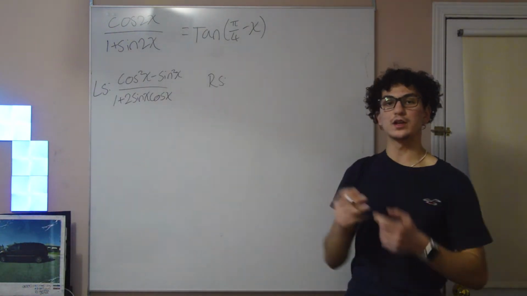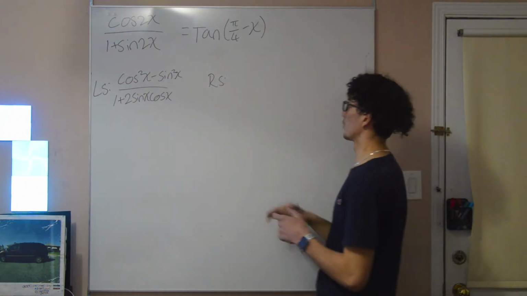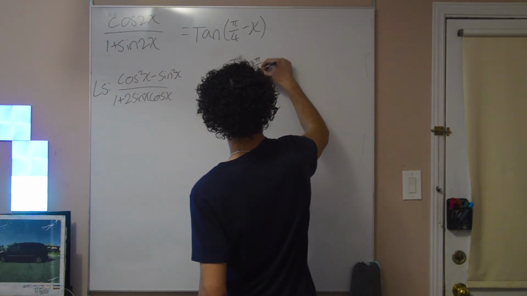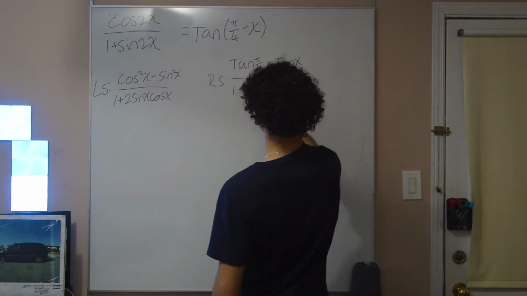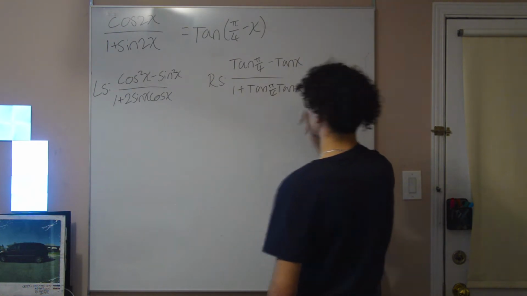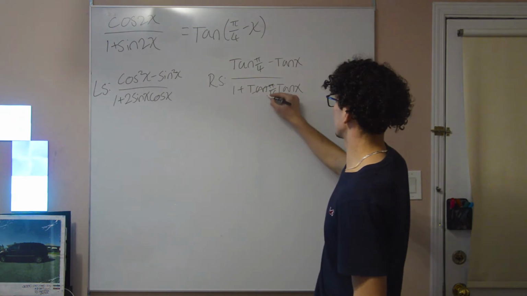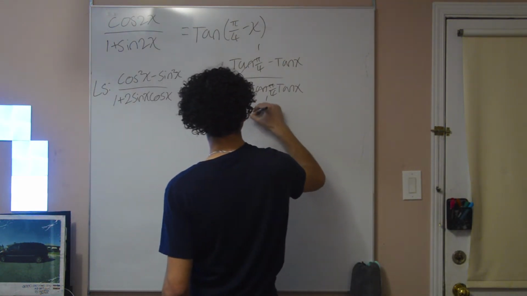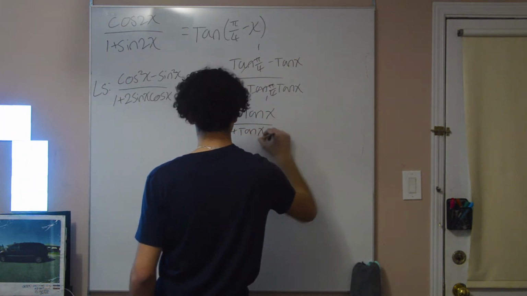Now here we have a compound angle, and what we're going to do is use our compound angle formula. So this will become tan pi over 4 minus tan x divided by 1 plus tan pi over 4 tan x. Now, tan pi over 4 is just 1. So this just becomes 1, and that becomes 1. So we get 1 minus tan x divided by 1 plus tan x.